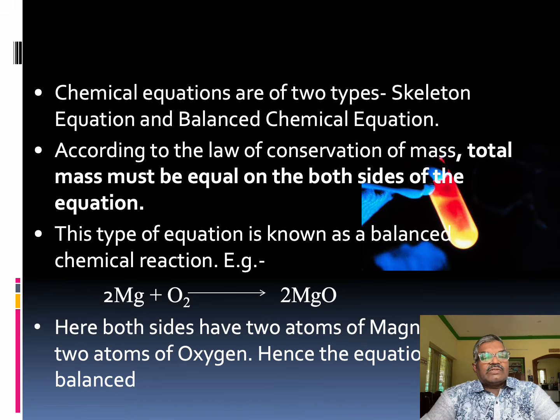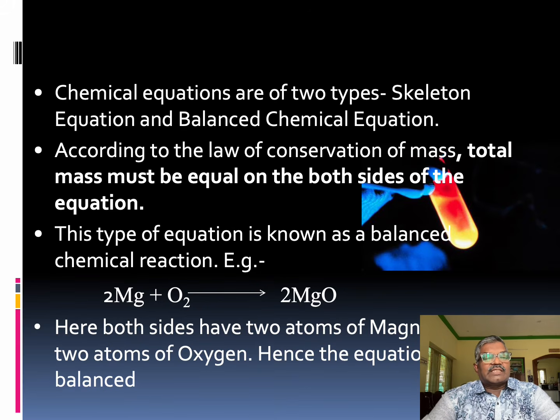Without balancing, the chemical equation is known as a skeleton equation. I already told you that magnesium reacts with oxygen to form magnesium oxide. What is the skeleton equation? Mg plus O2 gives MgO. Why is it a skeleton equation? Because the number of atoms in the reactant side is not equal to the number of atoms in the product side.